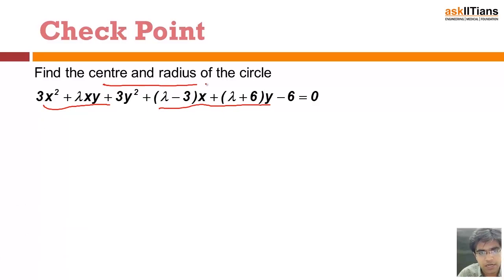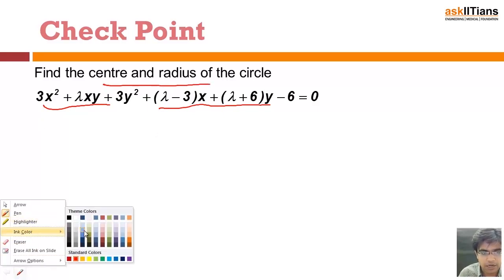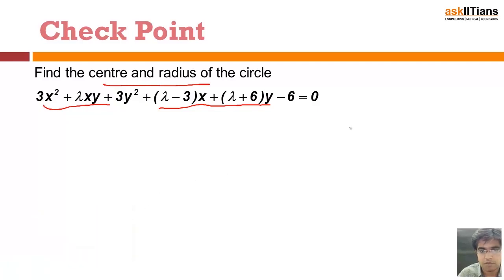We need to find out the center and radius of the circle. So we know that center and radius can be found out, which is center is minus g comma minus f and radius is root of g square plus f square minus c. But there is one catch. I don't see this equation in correct form and there is some third variable lambda as well. So let's see what we can do.